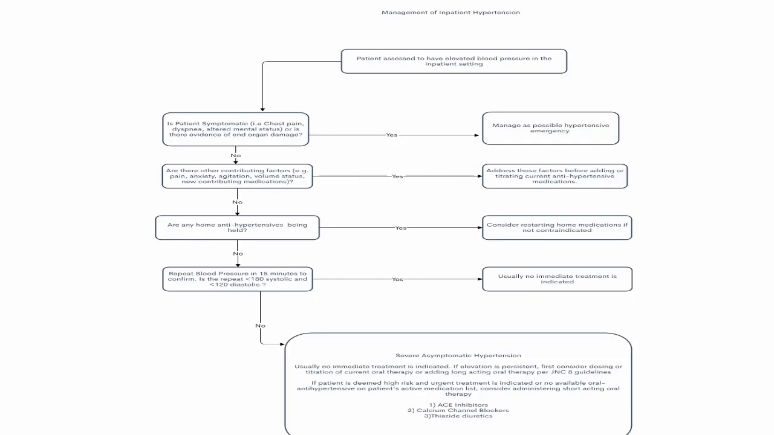Patients who were found to have elevated blood pressure in the inpatient setting were assessed to see whether the patient was symptomatic, whether there were any other contributing factors to this elevated blood pressure, such as pain, anxiety, or agitation, and whether the patient was on any home antihypertensives that were being held. The blood pressure was then repeated in 15 minutes to confirm. Patients who were found to still have elevated blood pressure and who are asymptomatic, we recommend introducing oral ACE inhibitors, calcium channel blockers, or thiazide diuretics.